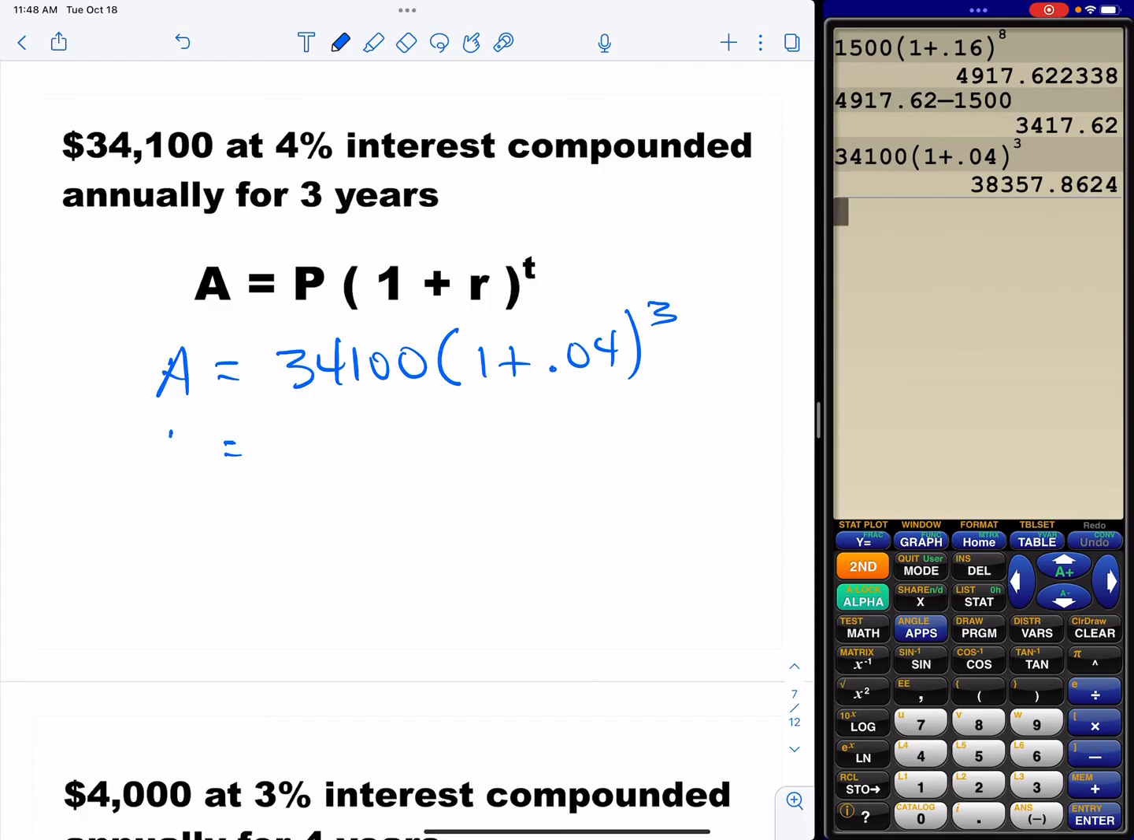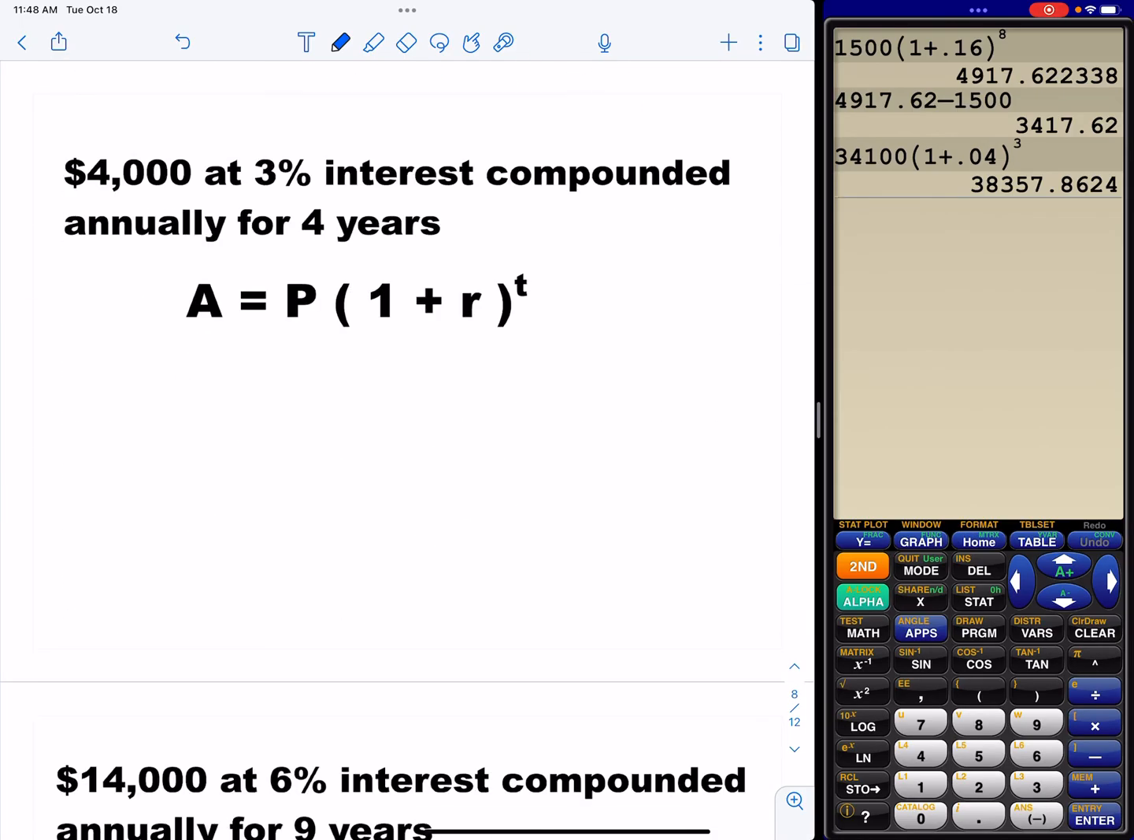So our answer, our A, is $38,357.86. Because that 86, there's a 2 next, so it doesn't do anything to the 6. And you put your dollar sign. And that's all there is to it. In compound interest, they're going to ask you 2 questions. They're going to ask you, what is the balance and how much interest have you earned? They will only ask you those 2 questions. So let's do one more, and then we'll call it a day.